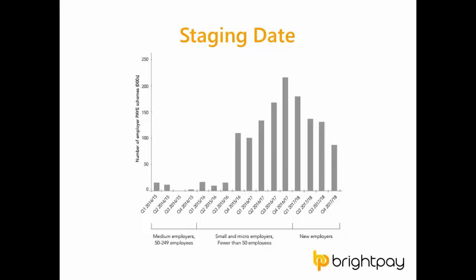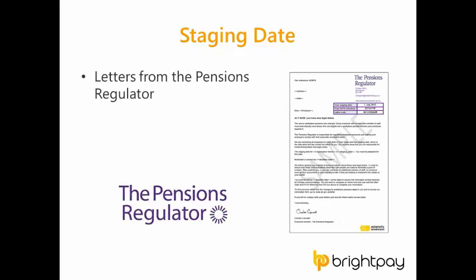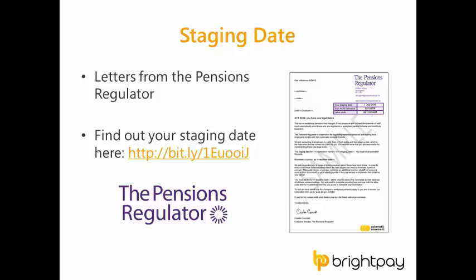Your staging date is the date your automatic enrollment duties come into effect for you. You'll see from the slide that January 6, 2016 is when the bulk of small and micro employers start to stage. In fact, some small and micro employers are staging between now and January 2016 anyway. Your staging date appears on the letters sent to you by the pensions regulator about automatic enrollment. You can also access your staging date by entering your PAYE reference on the pension regulator's website.